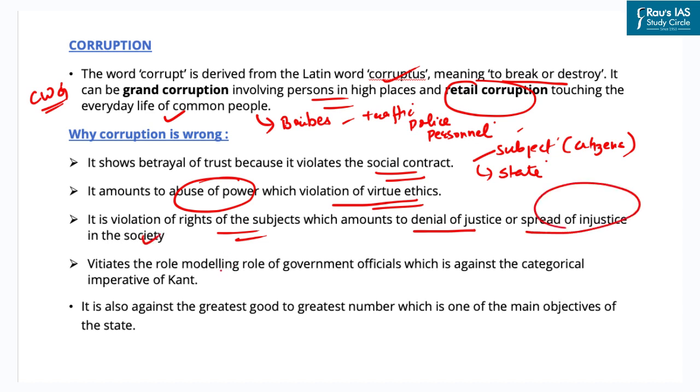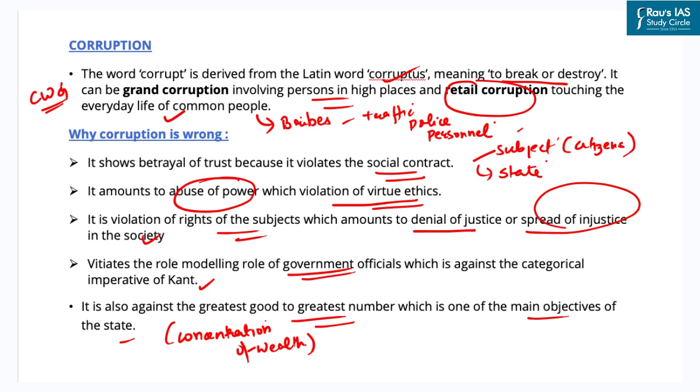Further, the role modeling of government officials goes against the categorical imperative of Kant, as government officials are no longer looked at as a symbol of trust, but rather the aspiration of becoming a government official is to amass wealth. Lastly, corruption also goes against the concept of the greatest good of the greatest number, which is one of the main objectives of the state, as corruption leads to concentration of wealth in the hands of a few or those in power and denies people the rightful share that can be utilized in their development.